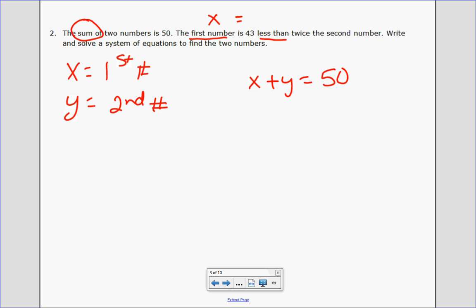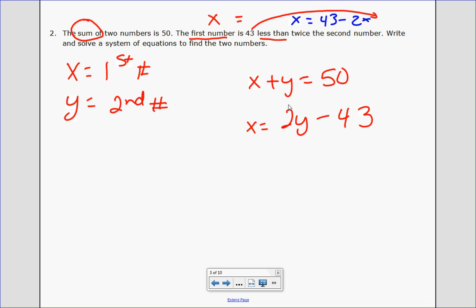See that phrase less than? We've talked about that before. The 43, it puts it at the end. So I have X equals twice the second number less 43. This is going to be what trips you up. The mistake that people will do is they'll write X equals 43 minus 2X. This in the blue is not correct. When they have less than, you have to put it towards the end.